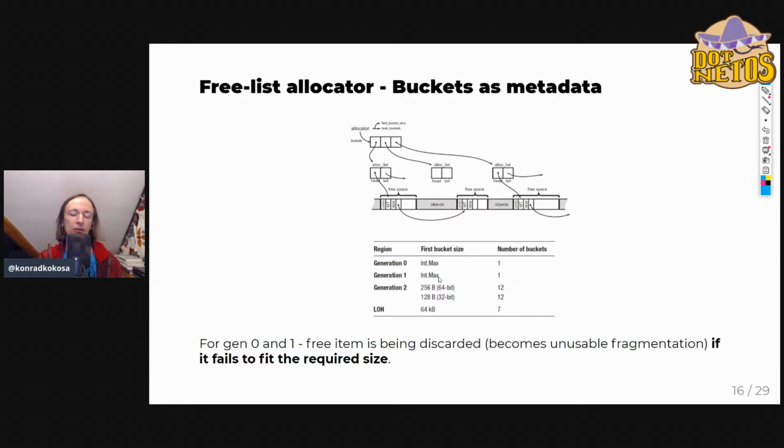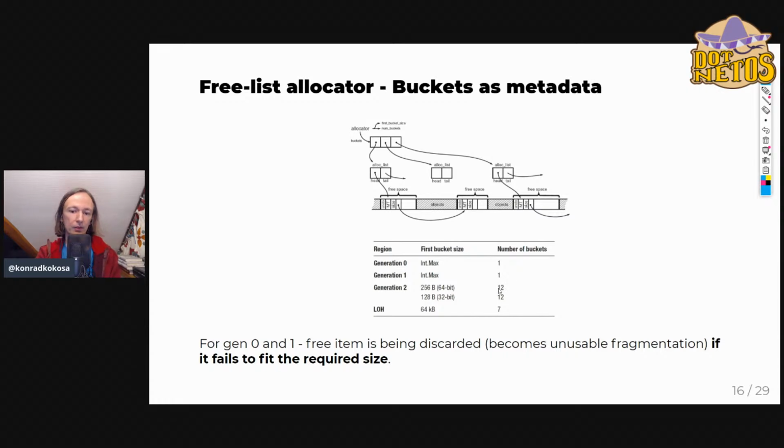Those two small, so-called ephemeral generations are simply kept as a flat list of elements. Generation 2 is much more often concerned with fighting fragmentation and is much less compacted, because generations 0 and 1 in the end are pretty often compacted, so we don't care about reusing this free space so much. But generation 2 and the large object heap are very rarely compacted, so we would like to have a lot of free space to be able to reuse.